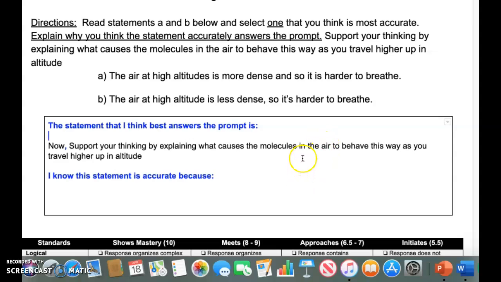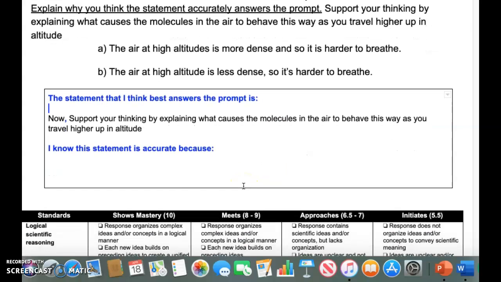What happens when molecules start to go higher up in altitude? Do they start to get more compact, more dense, or do they start to spread out more? If they spread out more, are there less molecules of oxygen you can breathe in or more? So those are all things that you would be explaining here to support why you think either A or B is accurate.